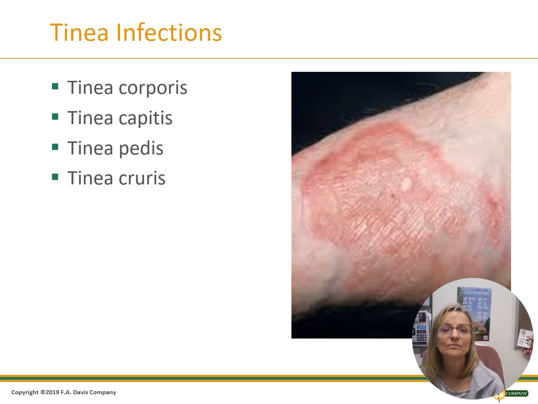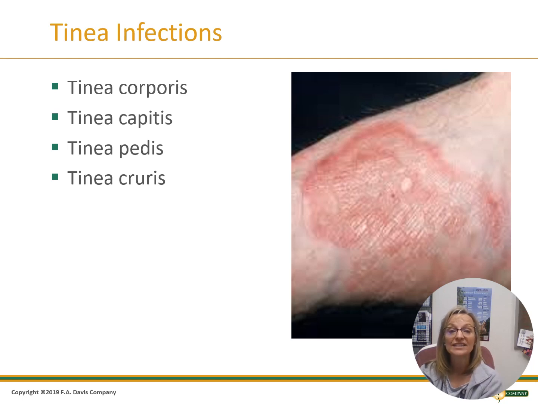Tinea corporis, which is your ringworm. So a lot of times you get it on your arms or your legs, but you can get it anywhere. Tinea capitis, which is on the scalp. And these are circular patches with scaling and erythema. But again, it's going to look like that picture there. It's just on the scalp. They can have hair loss or broken hair.